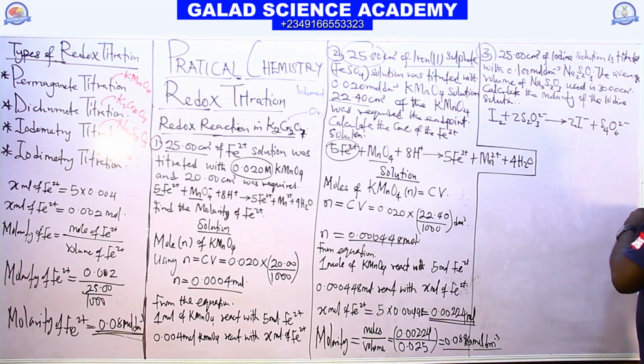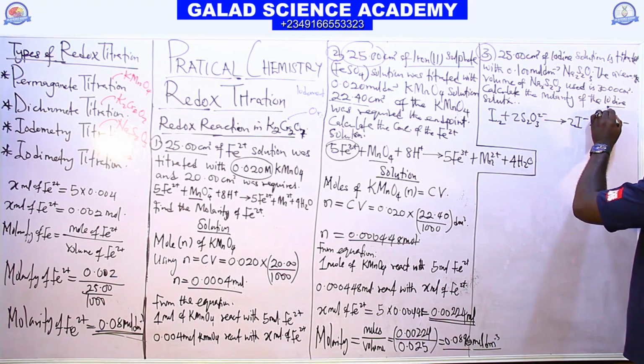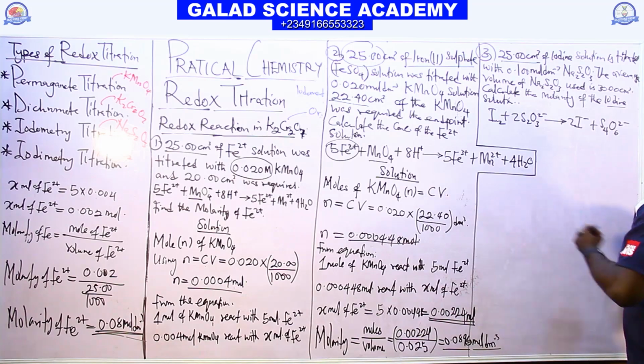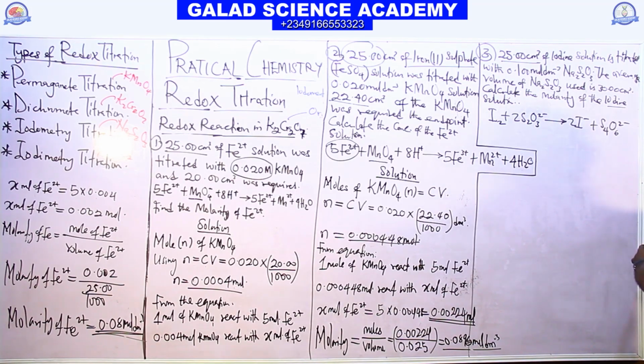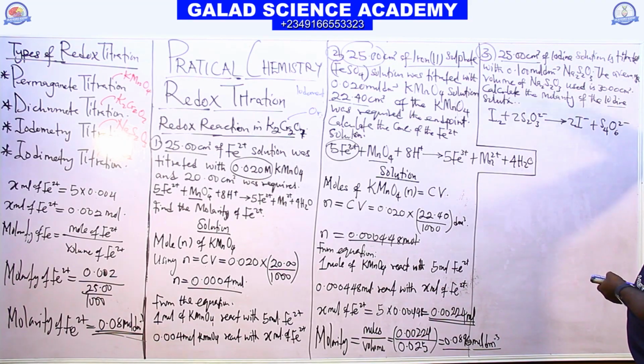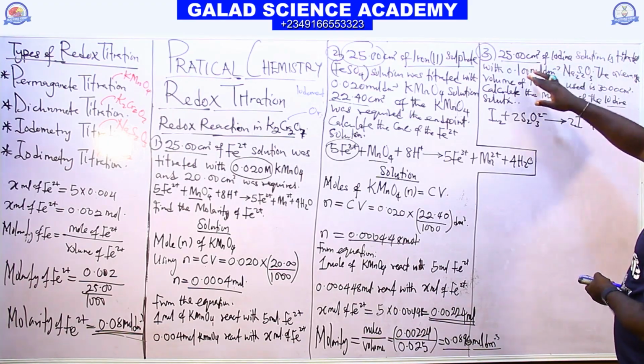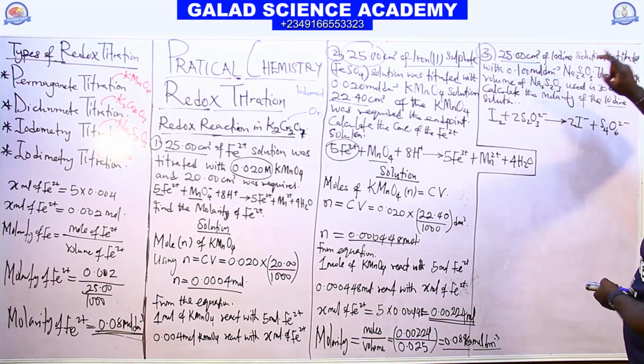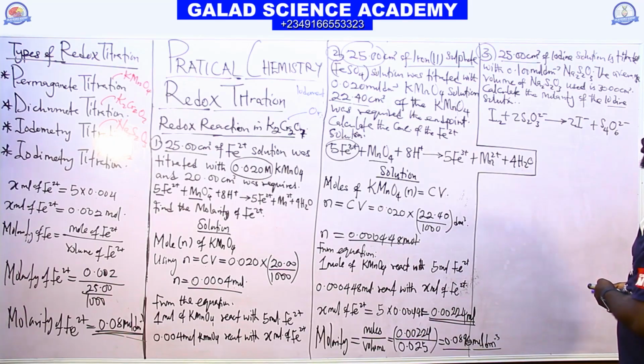We are asked to calculate the molarity of iodide. This is the volume of iodide, 25 centimeter cube, because the iodide here serves as the analyte. The titrant here is sodium thiosulfate. So we are given the molar concentration of sodium thiosulfate.